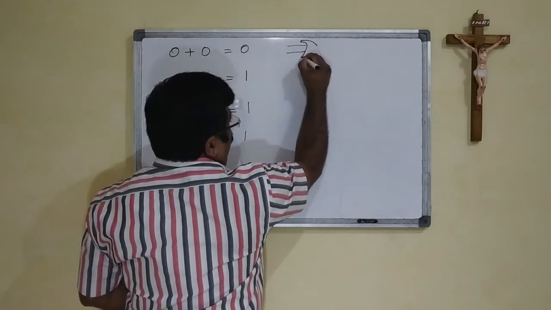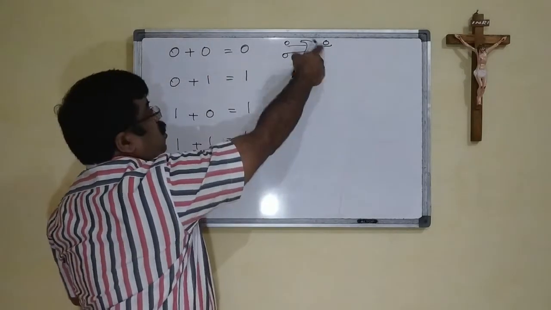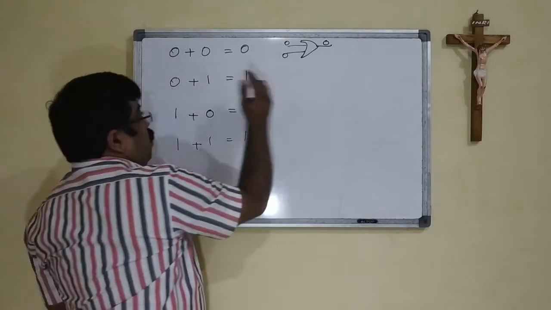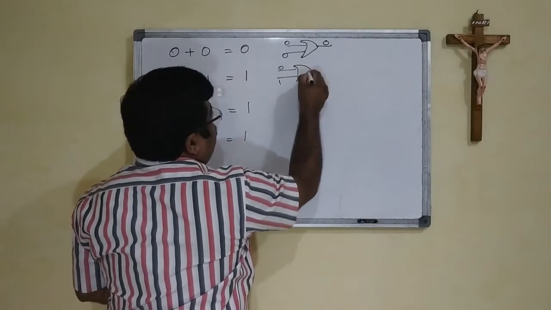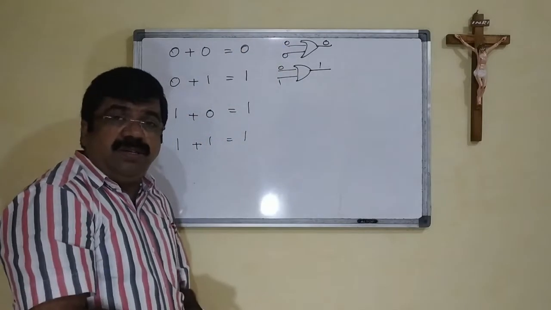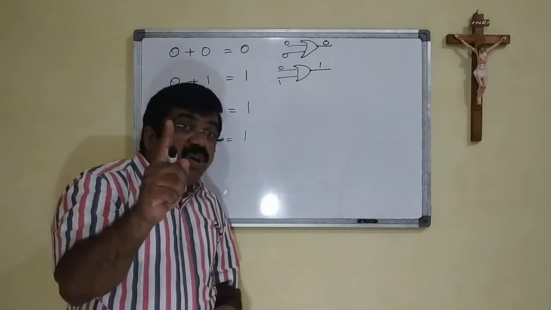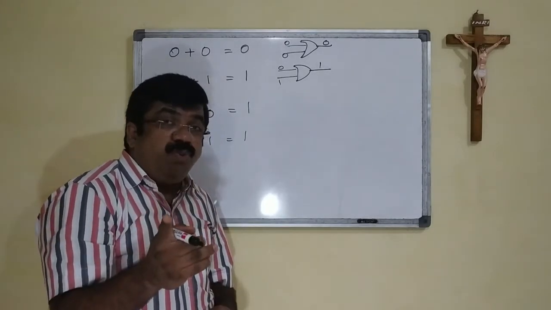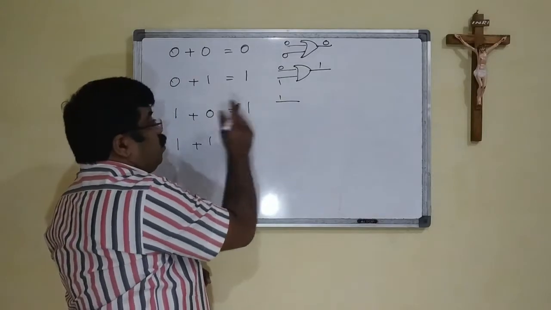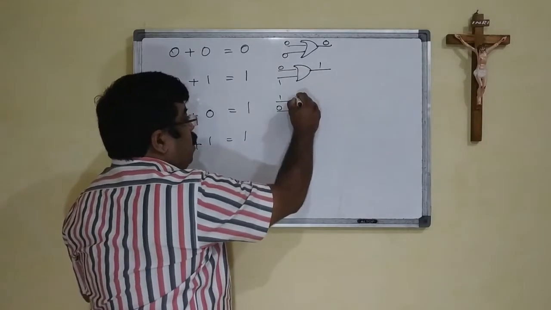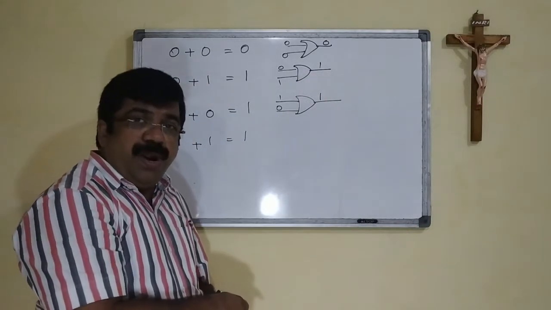Already we saw the OR gate there. The first input is 0, the second input is 0. 0 plus 0 gives output 0. The first input is 0, the second input is 1. That is also making the output 1. Because the OR gate tells that when either of the inputs is 1, the output will be 1. Next, the input is 1, the second input is 0, then the OR relation is giving the output 1.